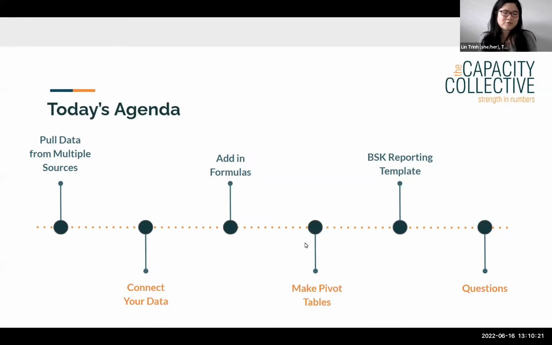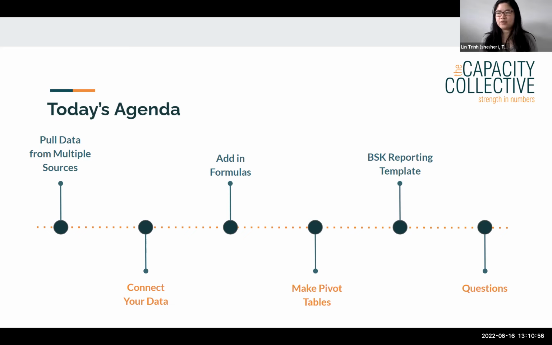Here is a quick overview of today's agenda. We're going to start by talking about how you pull data from multiple sources and connect your data to an Excel workbook. Then we'll talk about creating our main data tab and how you pull in all of the data that you'll need for reporting and add in the formulas. And then finally, we'll talk about making the pivot tables to get all your calculations for your reporting form.